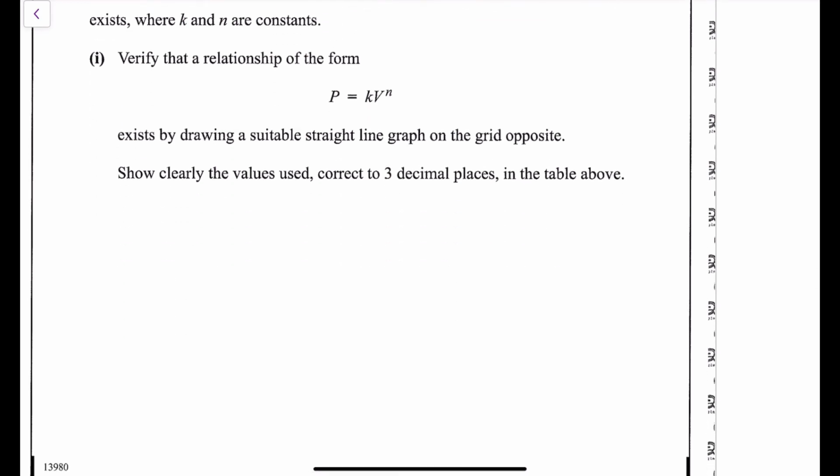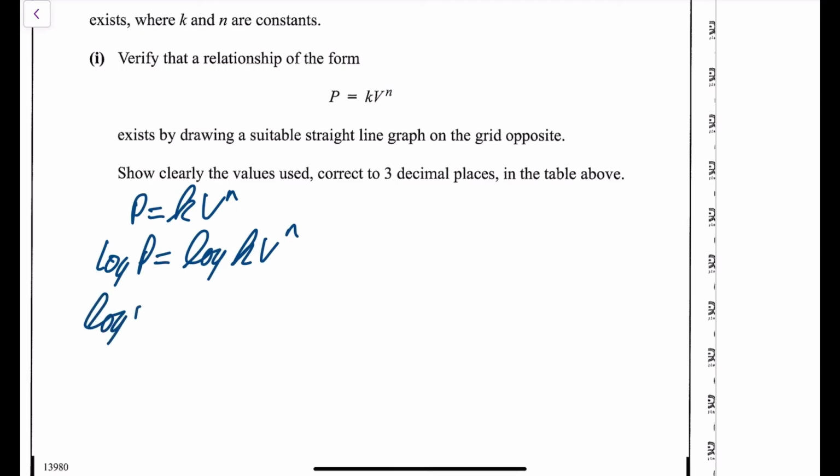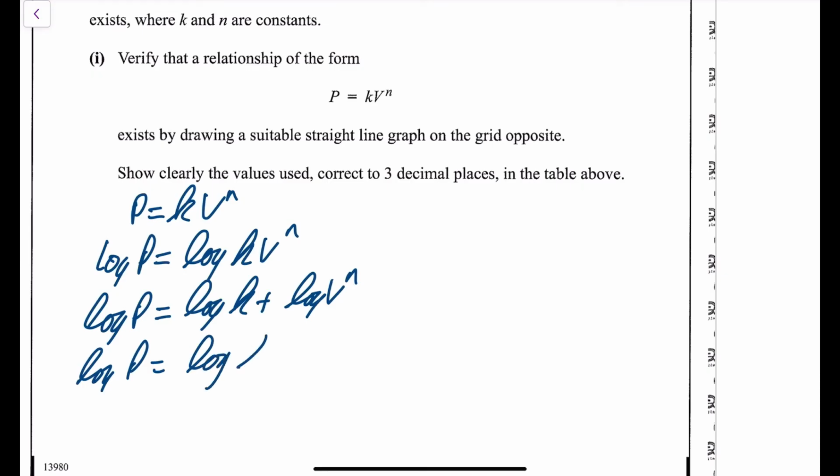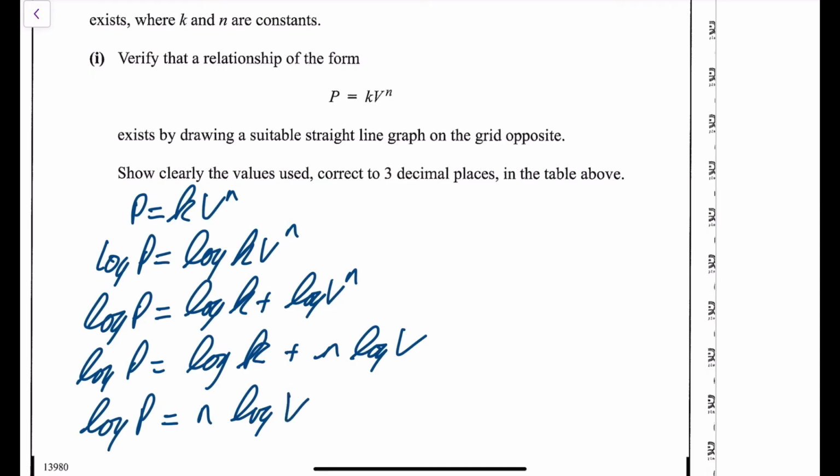Right, I'm going to do this here. First of all, I've got P equals kV to the power of n. I'm going to take logs of both sides. I'm going to have log P equals log of kV to the power of n. And then using your first rule of logs, you could say that's log k plus log of V to the power of n. And then you could rewrite that as log k plus n log V. That's using your third rule of logs. And then you could write that log P is equal to n times log V plus log k.